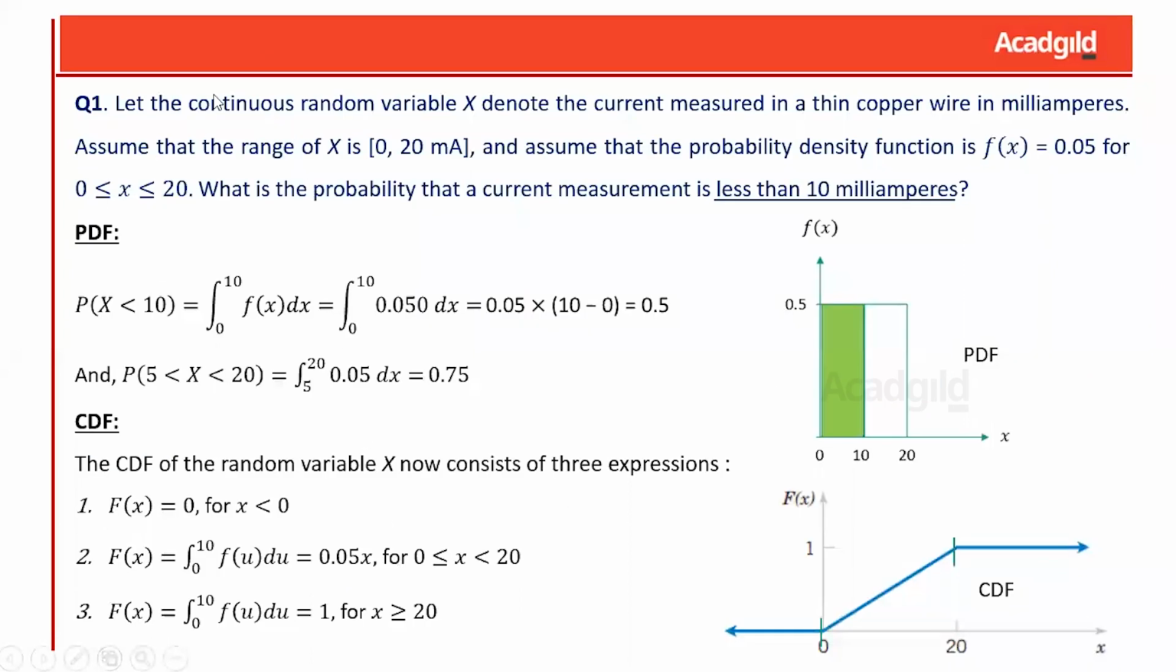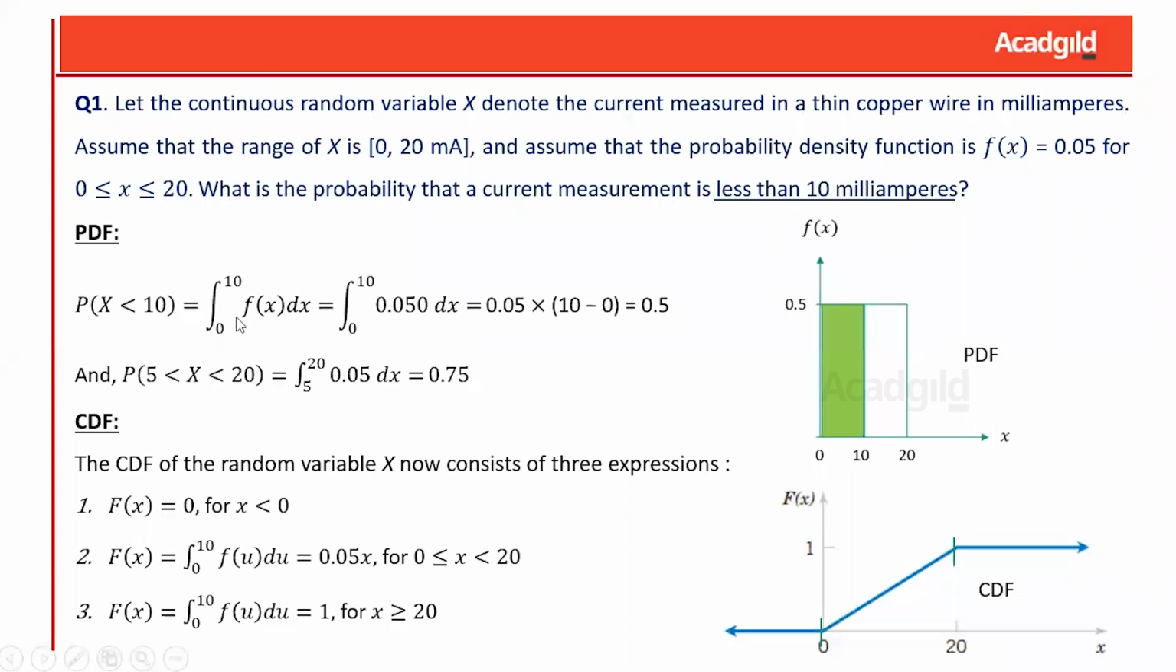The question reads: let the continuous random variable x denote the current measurement in a thin copper wire in milliamperes. Assume that the range of x is from 0 to 20 milliamperes and also assume that the probability density function is f(x) = 0.05 for x belonging to the interval 0 to 20. Now, what is the probability that a current measurement is less than 10 milliamperes?